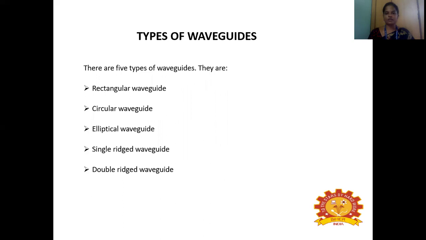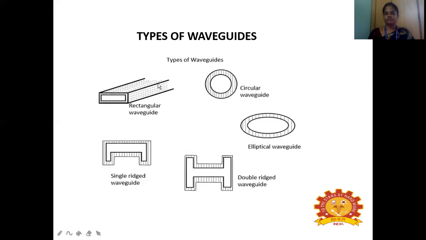Next we will discuss the types of waveguides. There are 5 types of waveguides: rectangular waveguide, circular waveguide, elliptical waveguide, single ridged waveguide and double ridged waveguide. We will see the diagram of these 5 types. In the rectangular waveguide, the wave propagates inside a tube which is rectangular in shape. The circular waveguide is circular in shape, and then there are the elliptical, single ridged and double ridged.